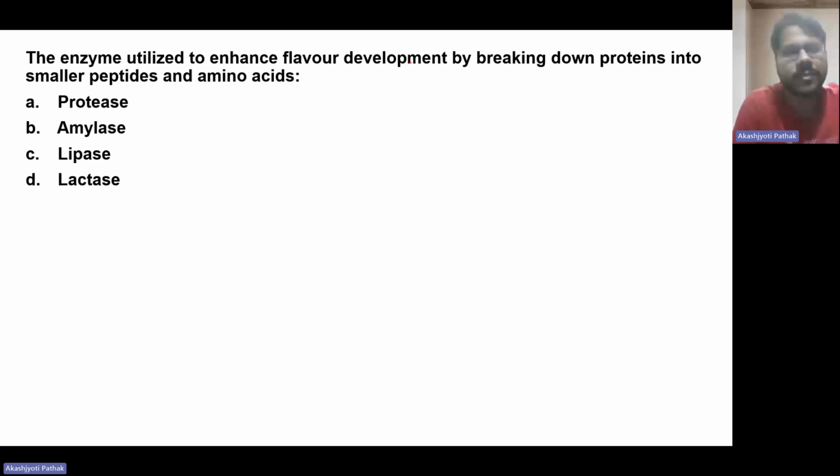The first question for today is: the enzyme utilized to enhance flavor development by breaking down proteins into smaller peptides and amino acids. Try to answer this question. The options are protease, amylase, lipase, and lactase. This is quite an easy question.